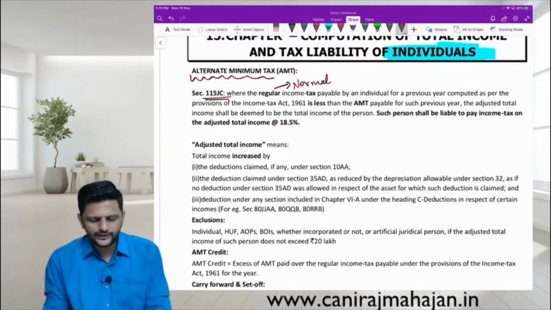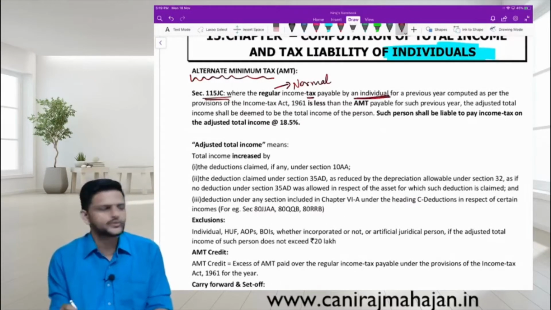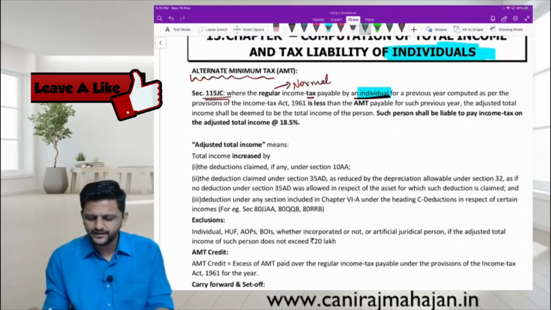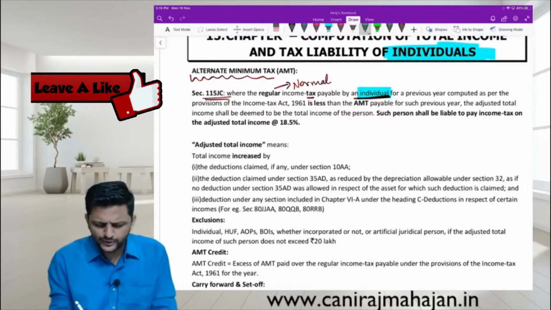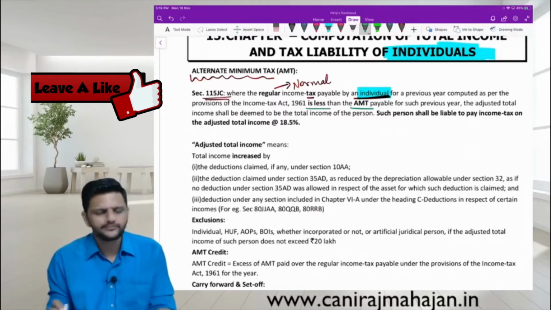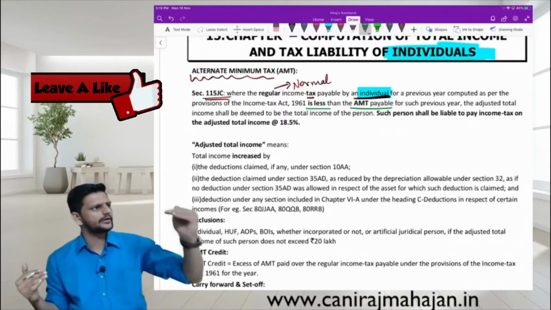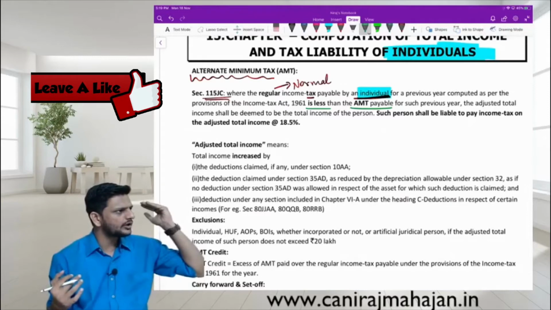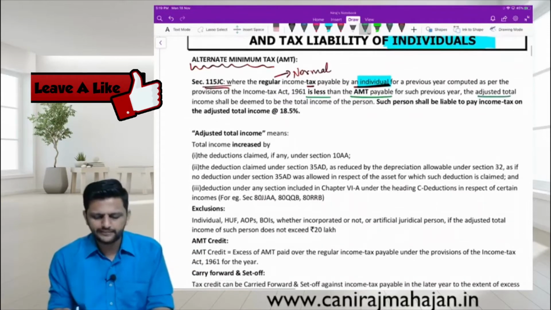Where the regular or normal income tax payable by an individual. Is it company? So AMT is only for individual. For a PY, computed as per provisions of the Income Tax Act, that means regularly. So if regular tax is less than AMT payable, alternate minimum tax, regular income tax is lower than alternate minimum tax, tax will be paid at AMT. Clear or not? Then the adjusted total income shall be deemed to be the total income.